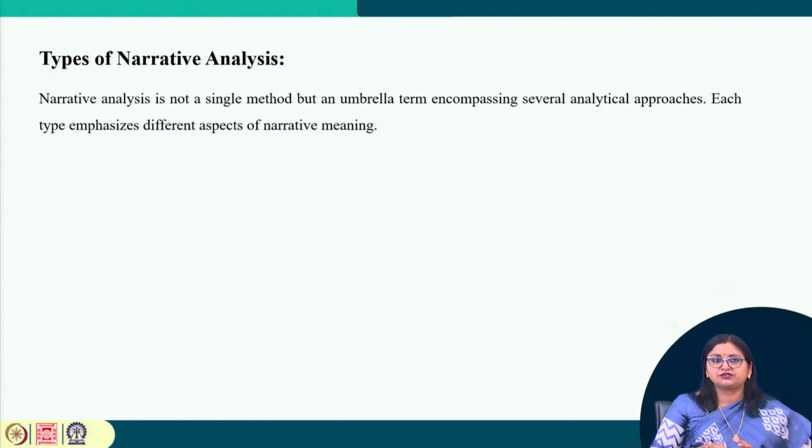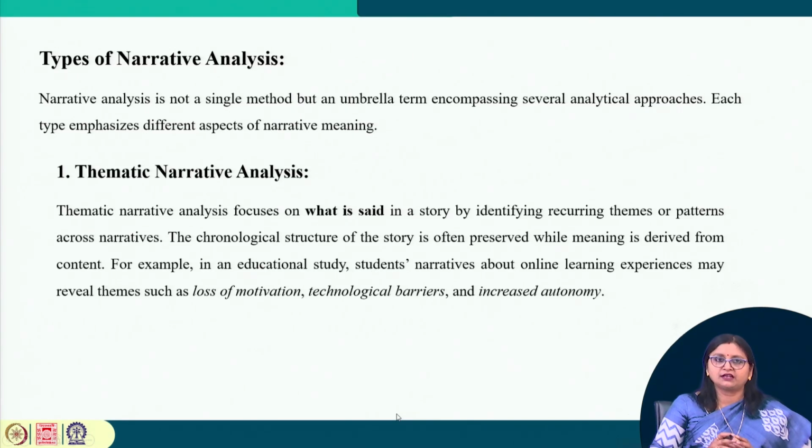So, these kinds of narrations are there. Types of narrative analysis are given. This is the umbrella term, and not a single narrative analysis can be there. So, we will try to go with these types. The first type is thematic narrative analysis.